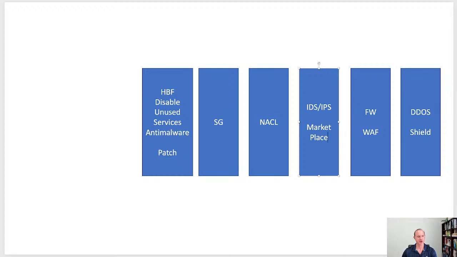Network ACLs we don't have to worry about, they're native. Security groups we don't have to worry about because they're native. All this host-based firewall stuff, we're going to have to get it from another vendor like Trend Micro or something like that.